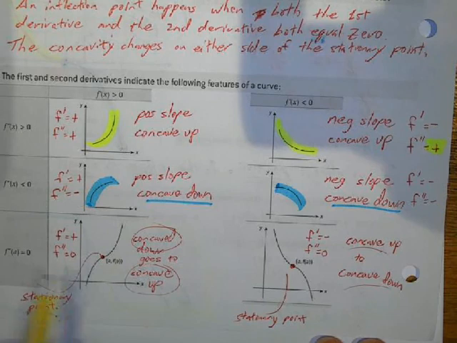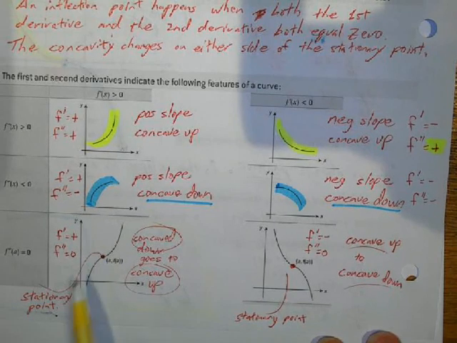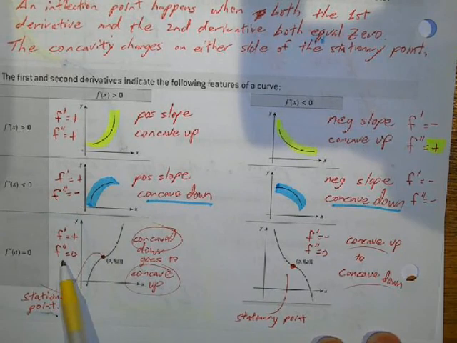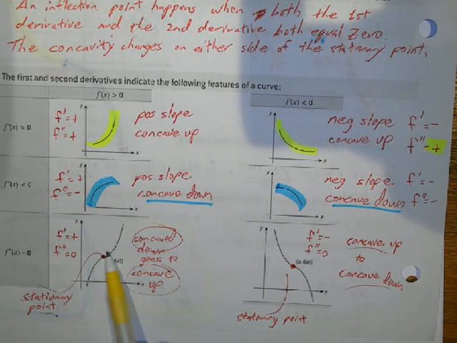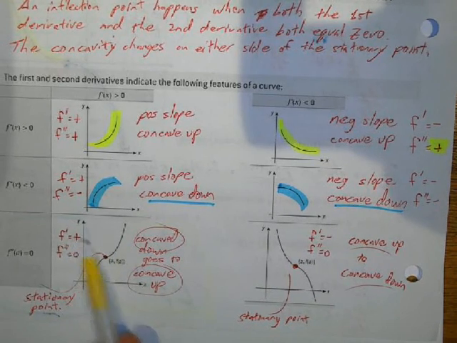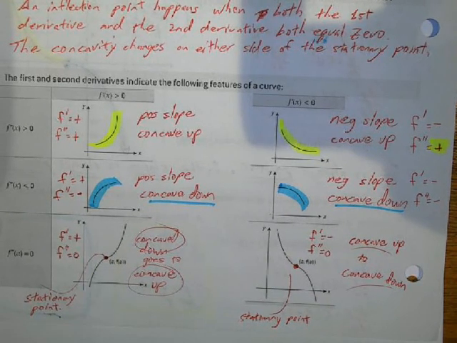Okay. And here we have a stationary point. Stationary point is when the second derivative is 0, but the first derivative just stays positive.